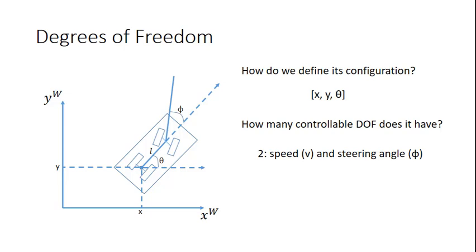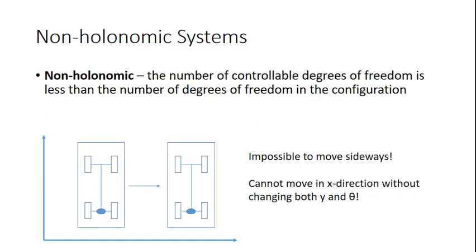So when we talk about the configuration for a car robot, the answer is x, y, theta. And for how many controllable degrees of freedom it has, it's the speed and the steering angle. Those are the two things that we are controlling as a person controlling a car. Because of this, we say that car-like robots are non-holonomic. A non-holonomic system means that the number of controllable degrees of freedom is less than the number of degrees of freedom in the configuration.